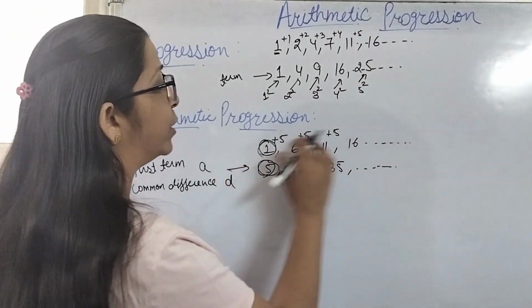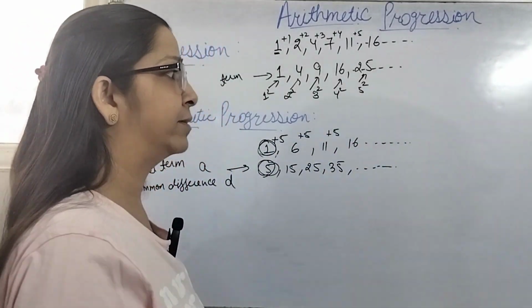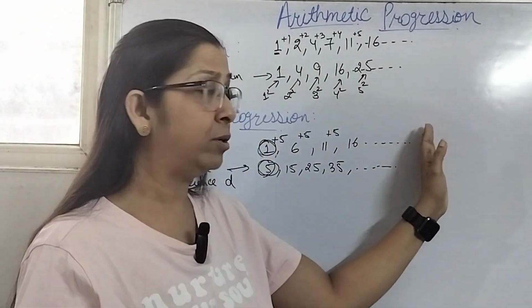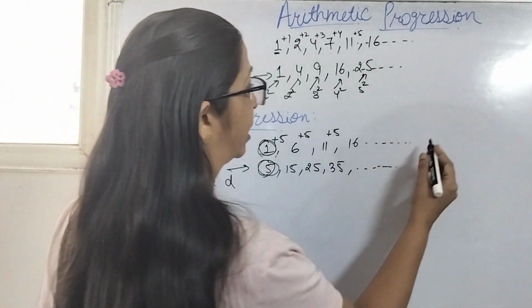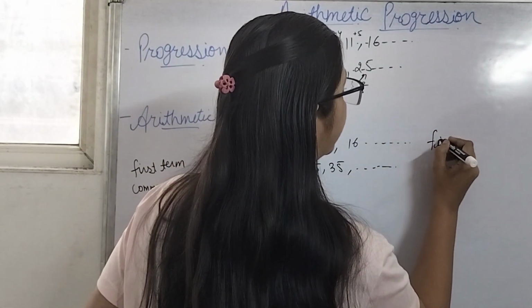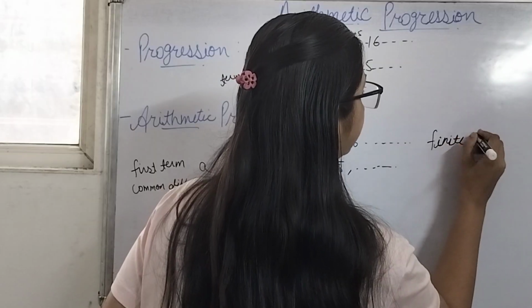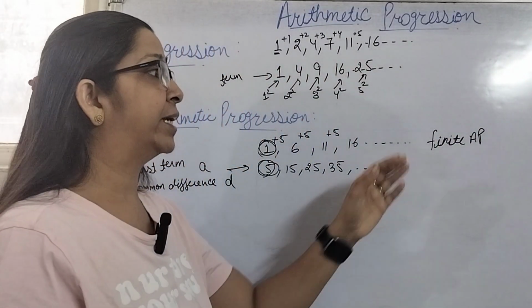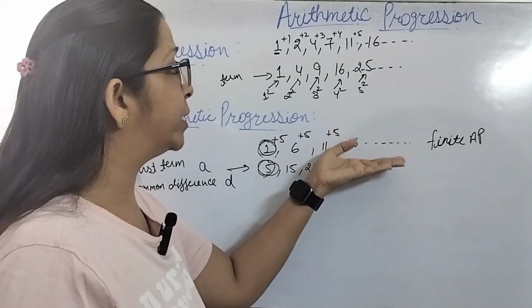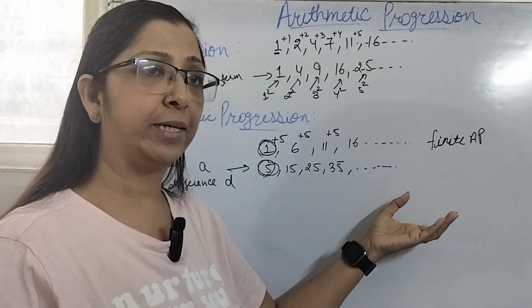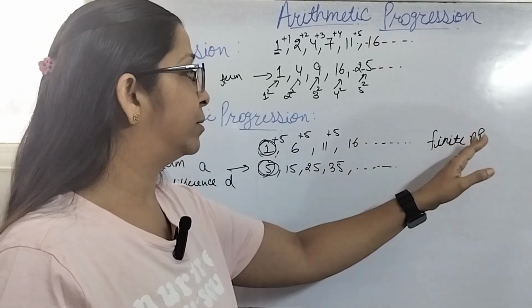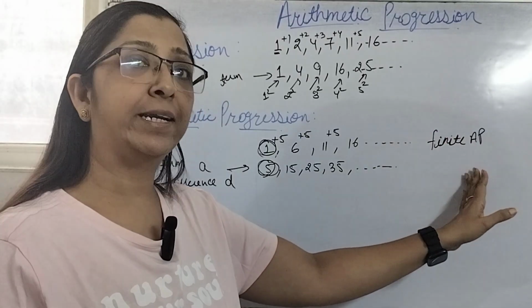If the number of terms is finite, that means we are having the last term also, that means a total fixed number of terms are there, then such type of APs are known as finite AP. That means if we are having the last term also, a limited number of terms in the AP, then such an AP is known as finite AP.